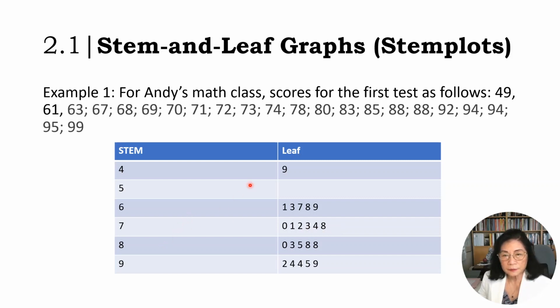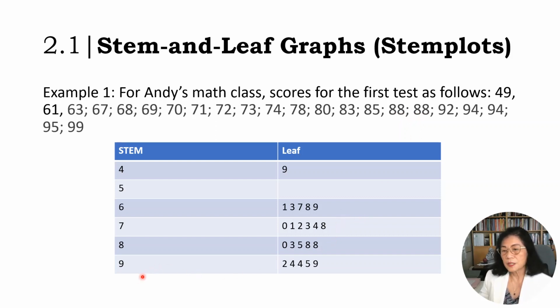Then we move on to take care of those scores in the 80s. In the 80s, 0 is the smallest value, ending with 88. So we will put here 0, 3, 5, 8, 8. The reason we write 8 twice is because we have two scores of 88 here.